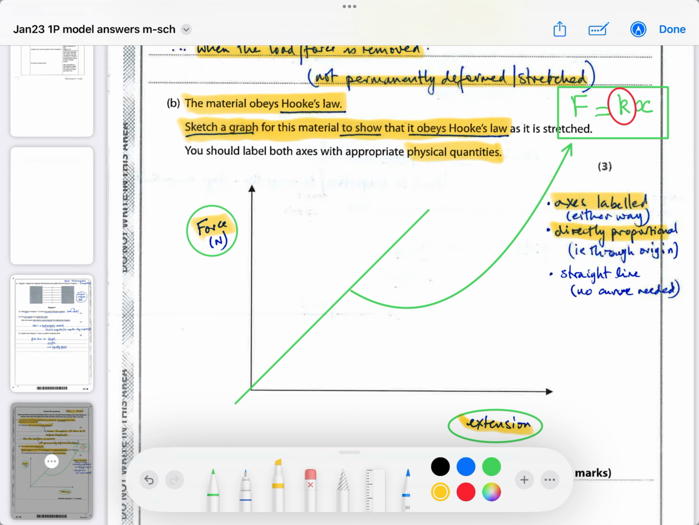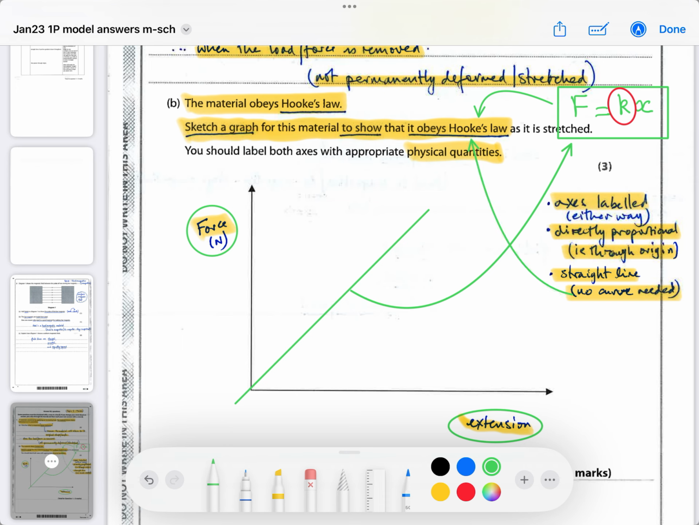A straight line directly proportional through the origin, 2nd mark. Yeah, so a straight line will get you 1 mark. If it's directly proportional, going through the origin, in other words, then you'll get all 3 marks. Now, no curve is needed. One of my students said, what if we draw it showing that it curves afterwards? Well, we want to know that when it's obeying Hooke's law, there is no curve. Yeah? No curve needed when it's obeying Hooke's law.